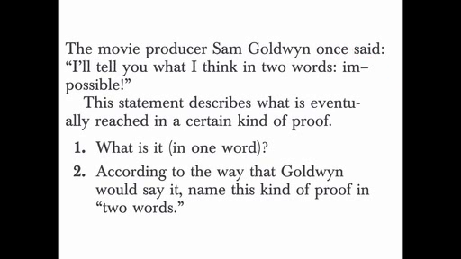So Sam Goldwyn, maybe you've heard of Goldwyn Mayer, MGM Productions. He says, I'll tell you what I think in 2 words. Impossible. Obviously it's 1 word, but the way he says it makes it sound like 2 words. This statement describes what is eventually reached in a certain kind of proof. What is it that is reached in a certain kind of proof in 1 word? Well, did you get that? You run into a contradiction.